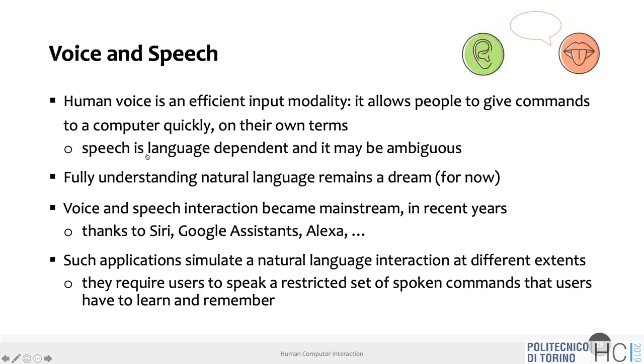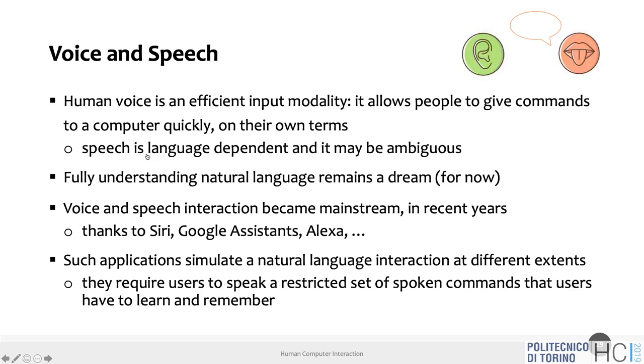So just to follow what is written here, voice, as human voice, is obviously an efficient input modality for humans, because it allows people to communicate, and with respect to computers, it allows people to give commands to the computer quickly, and when it works, on their own terms. You don't have to learn how to tell a person something, because you know how to explain that. You may choose the right word according to the person, according to the context, but you know your choices and you know how to express that.